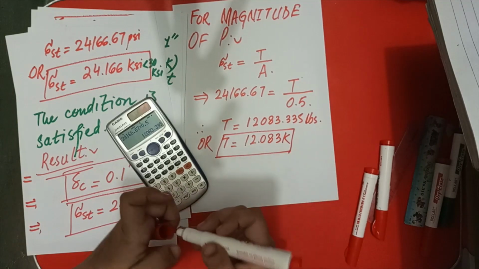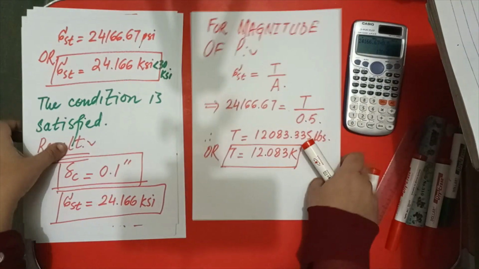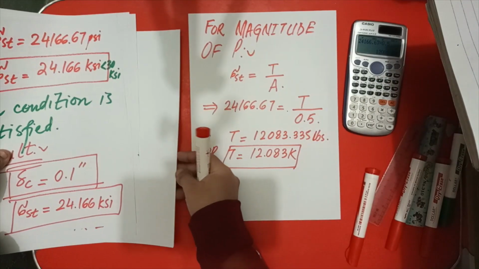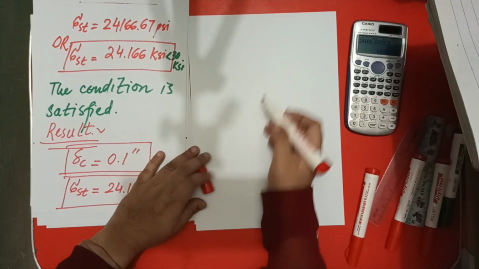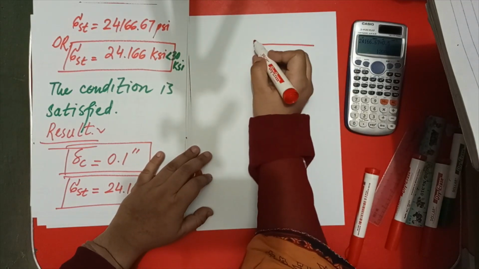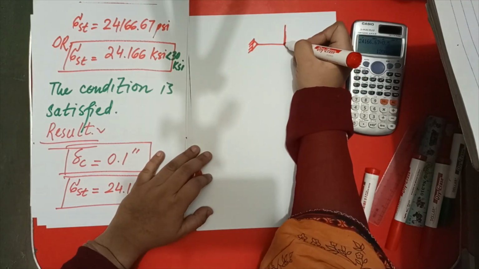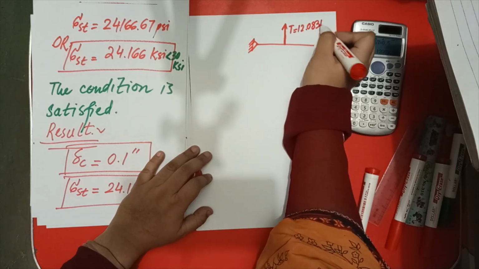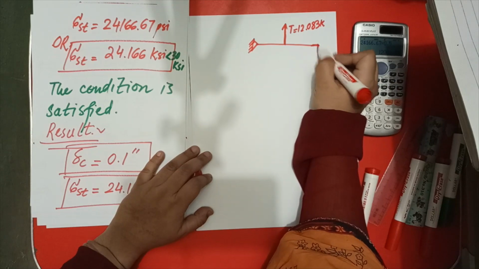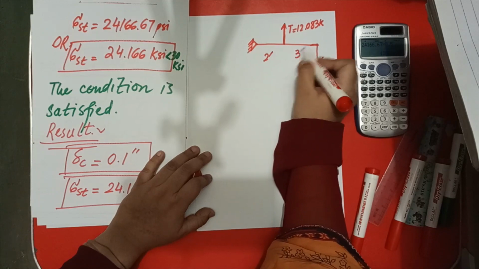Now we have to find out the value of P. How can we do that? This is the last step. Let me take another paper. For the value of P, the diagram is given in the question, and the diagram was this, and this is the scenario. So T is this one, 12.083 kips, and this one is P. We have to find it out. This is 2 feet and this one is 3 feet.